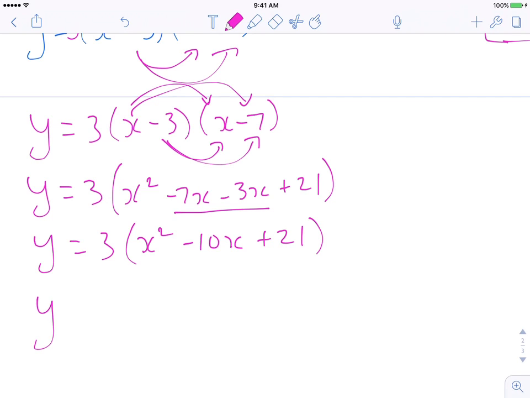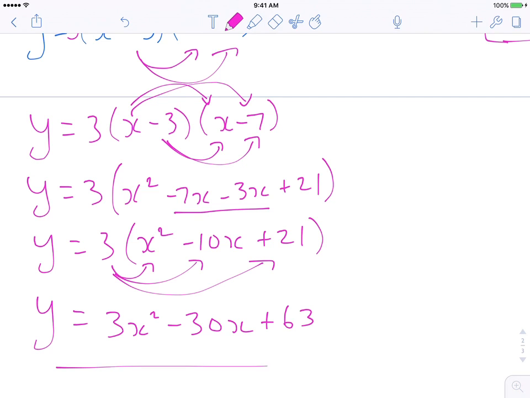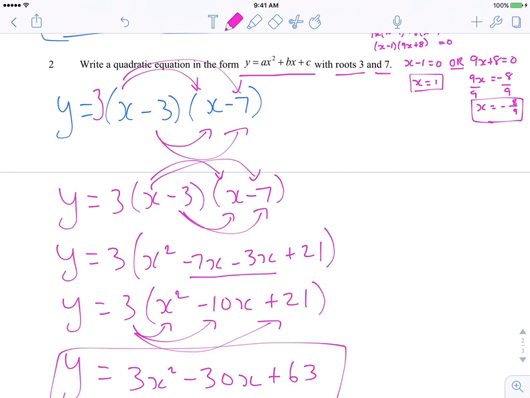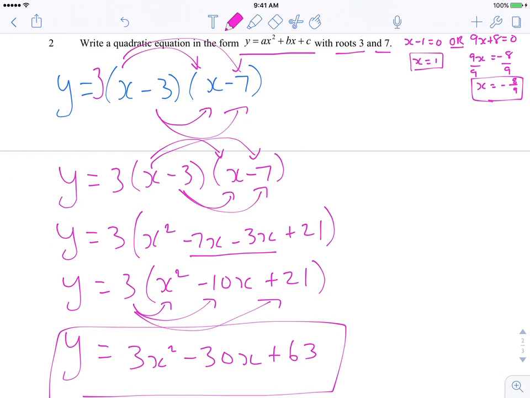And now we're going to distribute the 3 to every term. That would be 3 times x squared, 3 times negative 10x, and 3 times 21. That leaves us with 3x squared minus 30x plus 63. And now we've written an equation in standard form that we know for sure has the roots 3 and 7.